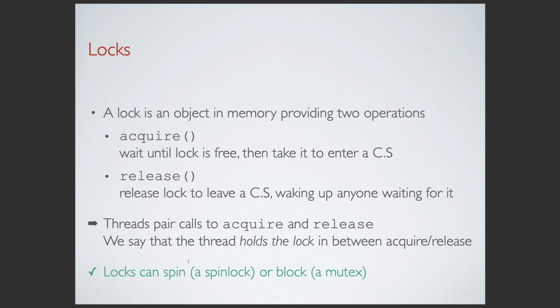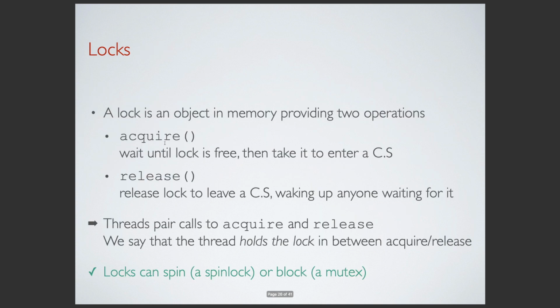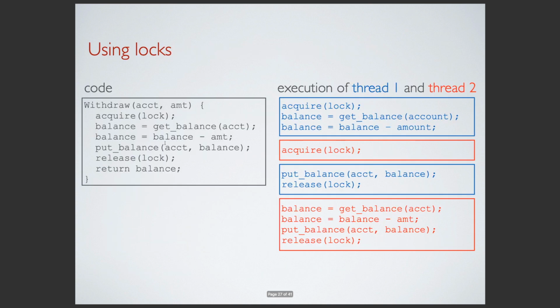Okay, you can have two types of lock: a spin lock and a blocking lock. We're going to see that. So what's the idea here? The idea is that you can acquire the lock, you do the stuff, and then you release the lock here.